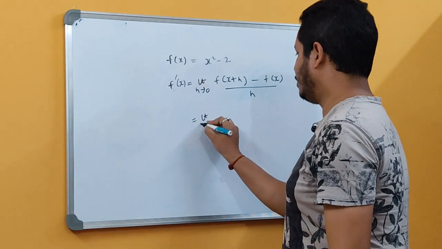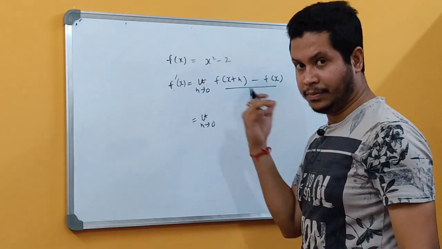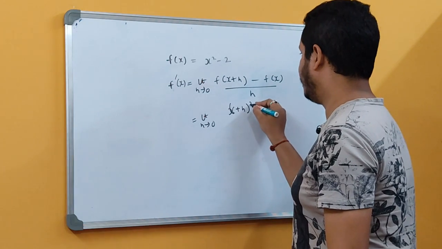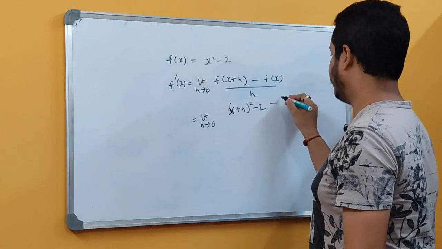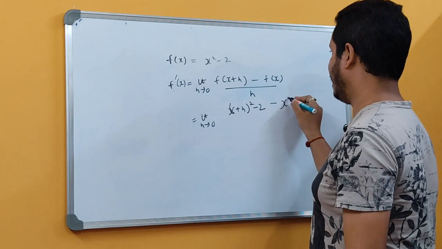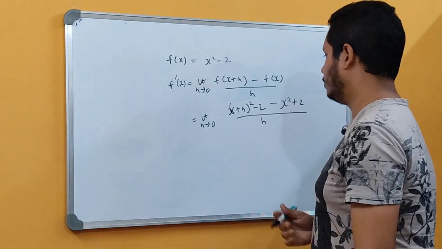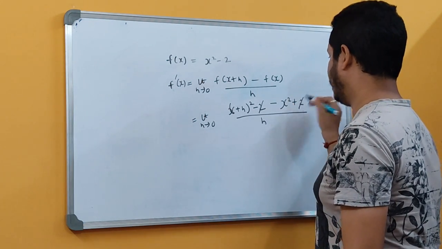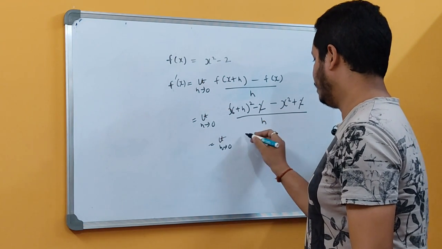So it will be limit h tends to 0. If I substitute x plus h in place of x, then how much should we get? We'll get it as per the given function, it will be something like this, right? And minus f(x) will be minus [x square plus 2] whole divided by h. Pretty clear? So minus 2 and plus 2 will cancel out. So then what are we left with? Let me expand this part.